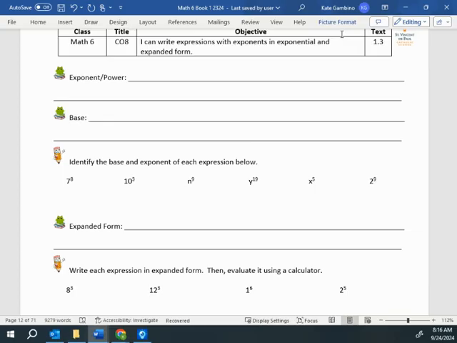I forgot before I start, if you need to come to me real quick, come to me. That in your binder.